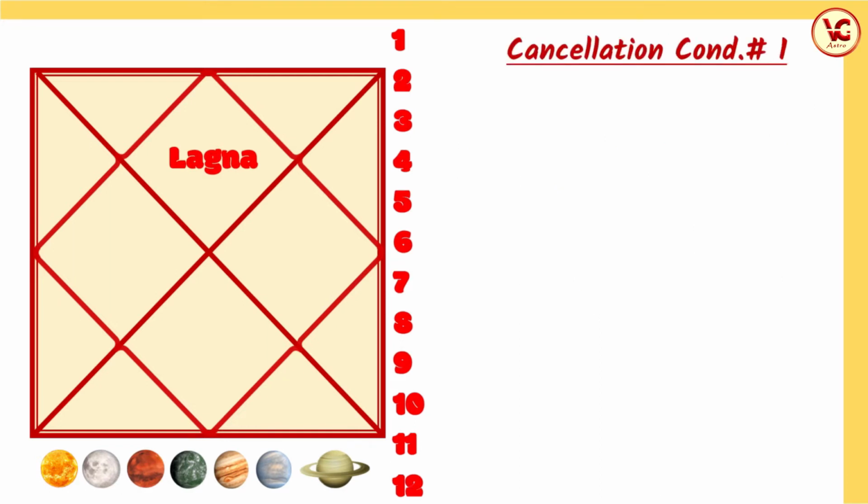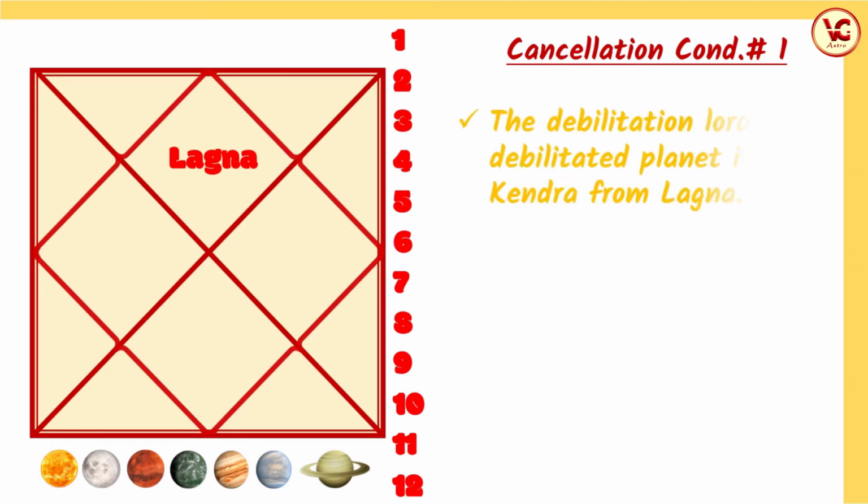So let's start with condition number 1. How does Neech Bhanga happen? Condition number 1: the debilitation lord of a debilitated planet is in a Kendra from Lagna. If I take one example, Aries sign, Saturn is debilitated here. Its debilitation lord is Mars. If it is placed in a Kendra from Lagna, then this cancellation will happen. Neech Bhanga will happen for Saturn.